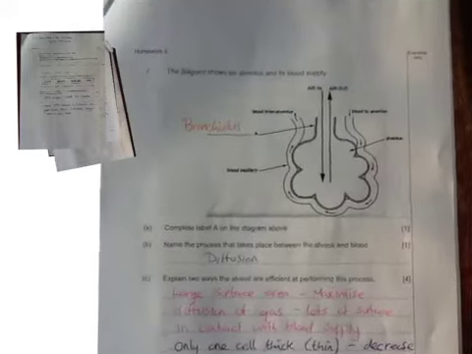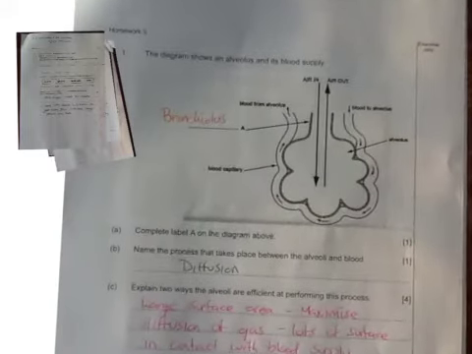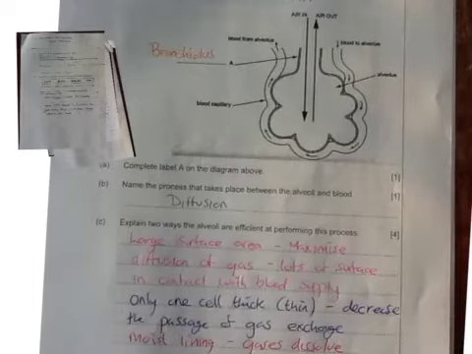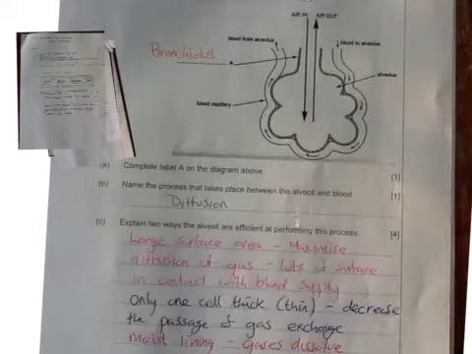Now we've got the alveoli, where the gas exchange happens. To label this, the bit before the alveoli is the bronchiole, not the bronchus. The bronchus is up here somewhere, a thicker tube. Name the process by which gases move between alveoli and blood. It's called diffusion, because you get gas diffusion.